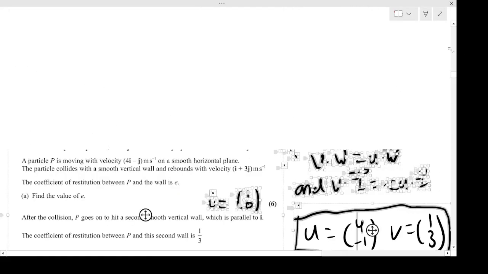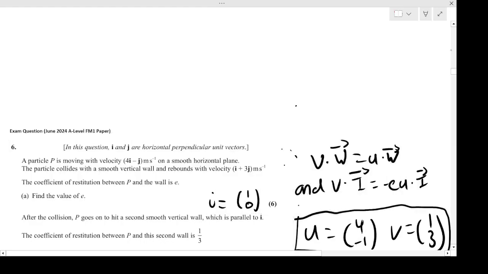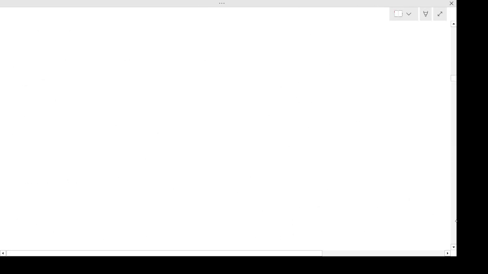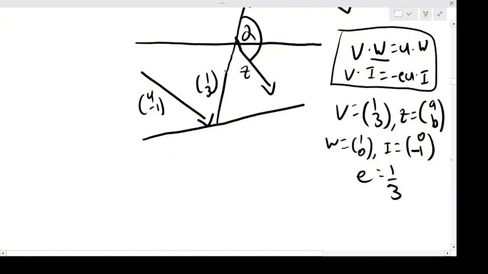E was a third. Okay, E was a third. So I've got all my ingredients now. I can use my vector formulas here to work out Z.